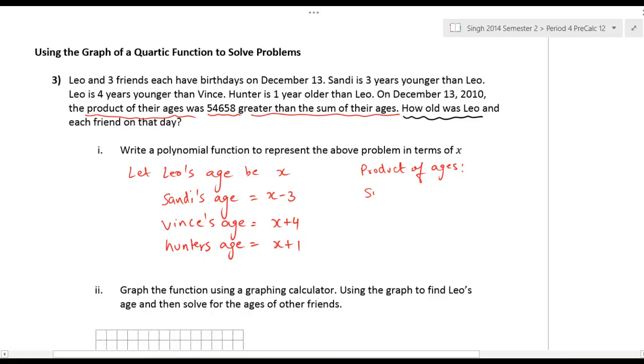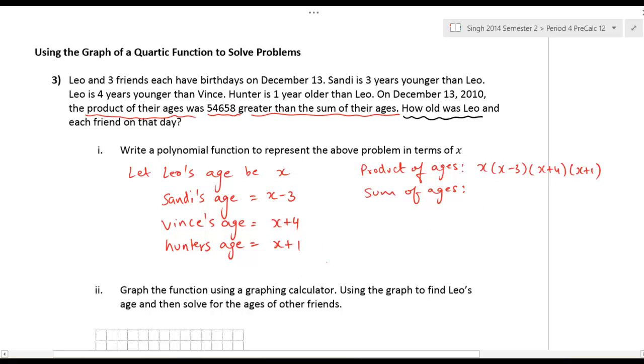I need the sum of ages. And then I need to relate those two expressions using this statement right here. So let me first figure out what the product is. The product of their ages is going to be a product of all these numbers. So that's x times x minus 3 times x plus 4 times x plus 1.